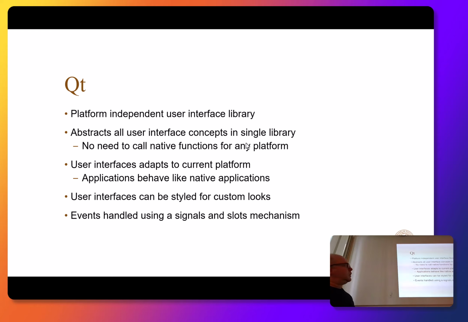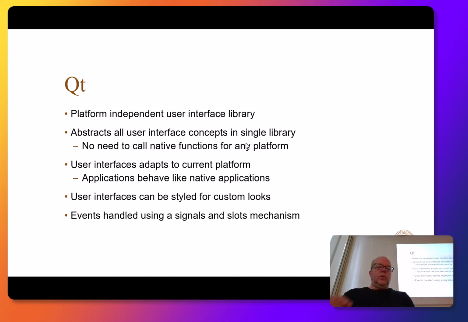So what is Qt? Qt is an independent user interface library, and it abstracts all the user interface concepts into a single library. So you don't need to call the native functions for any platform. It also adapts the user interface to the platform you're running on. If you're running on a Linux machine, it will look like a user interface typically looks on a Linux machine. Same thing for Windows and Mac. It adapts. But in addition to that, you can also style your user interface completely yourself. You can put style files just like you do on the web to make them your own style. For example, if you run the Spotify application, it looks like Spotify on all platforms. It has a black window and its own custom design. And that's something you can do with Qt as well.